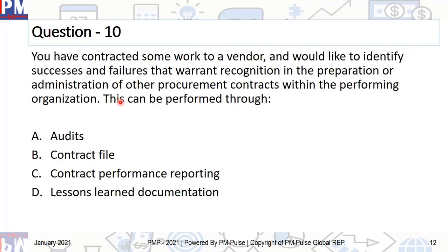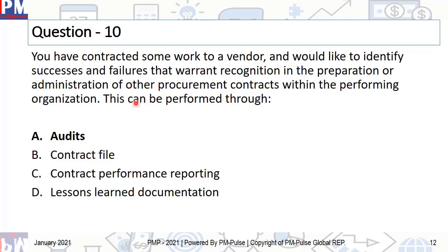All right, let's move on to question number 10. You have contracted some work to a vendor and would like to identify successes and failures that warrant recognition in the preparation or administration of other procurement contracts within the performing organization. This can be performed through A. Audits, B. Contract files, C. Contract performance reporting, and D. Lessons learned documentation. And the correct answer is A, audits.